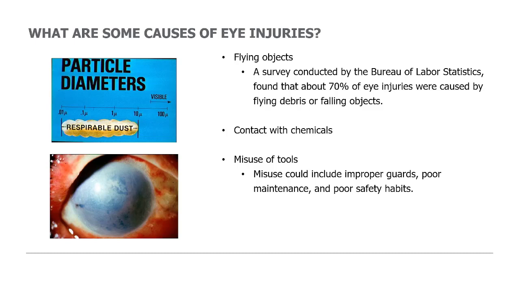And then the last one down there, another common one, is just misuse of tools. That can include things like not having proper guards on your equipment, which can introduce flying objects, just poor maintenance on your tools, something breaks off and flies up into your eye, and then just poor safety habits. Of course, a good safety habit here is just wear your eye protection.